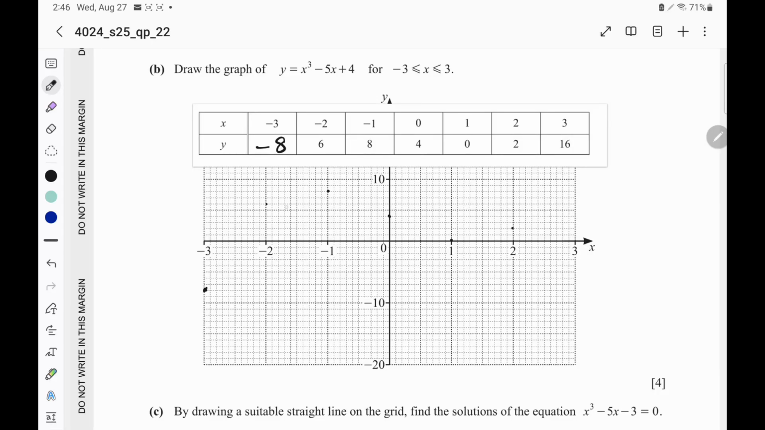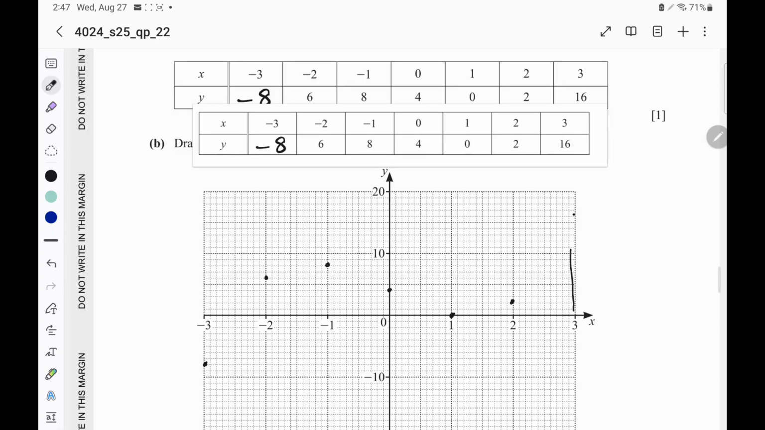This is minus 3, minus 8, and then minus 2, positive 6. This is 5 and this is 6. Then afterwards we'll have minus 1 and 8, and 0 and 4. 4 is 1, 2, 3, 4. Then 1, 0, and 2, 2, and 3 comma 16. So this is 3 and this is 15 and this is 16. So this is 3 comma 16. Now just join it with the smooth curve.